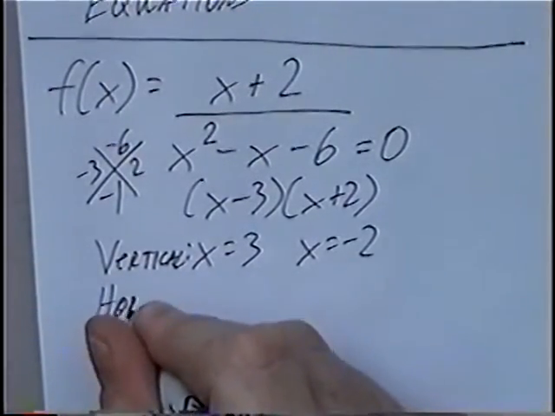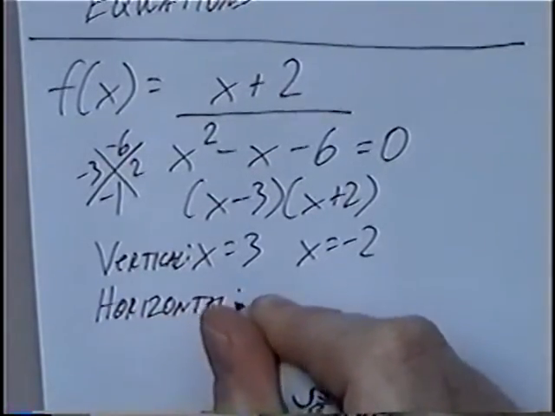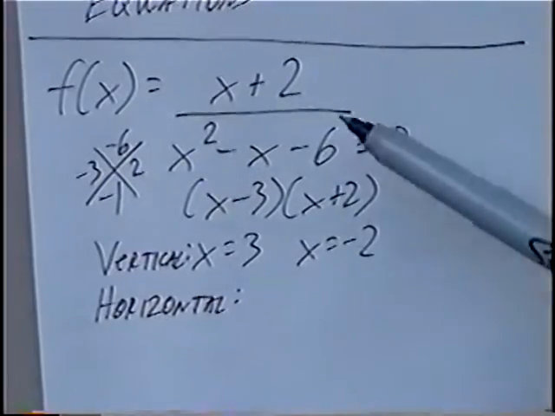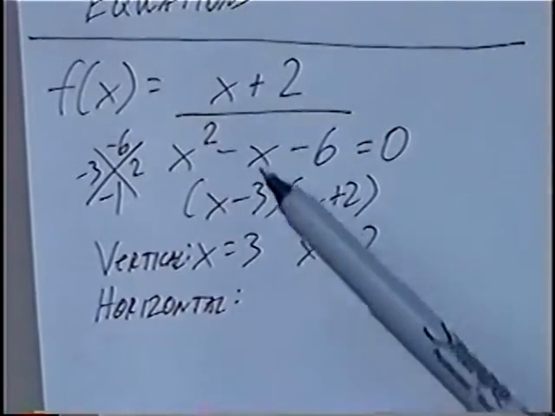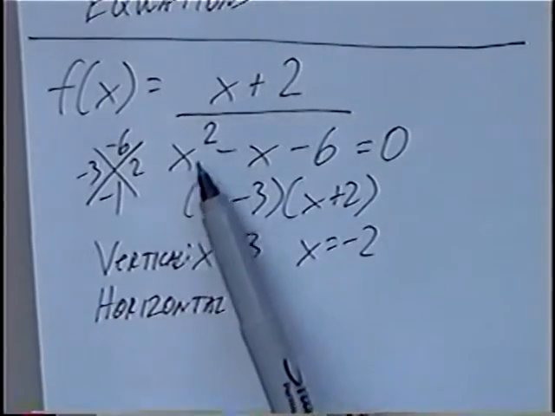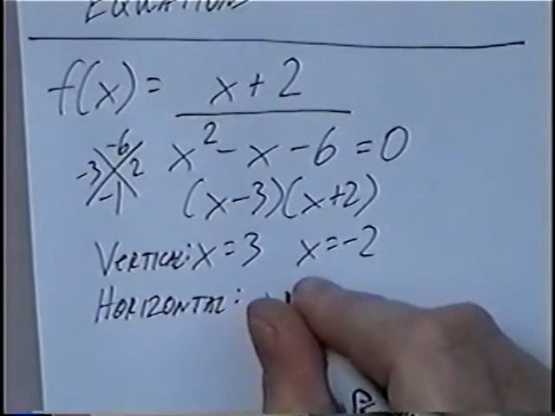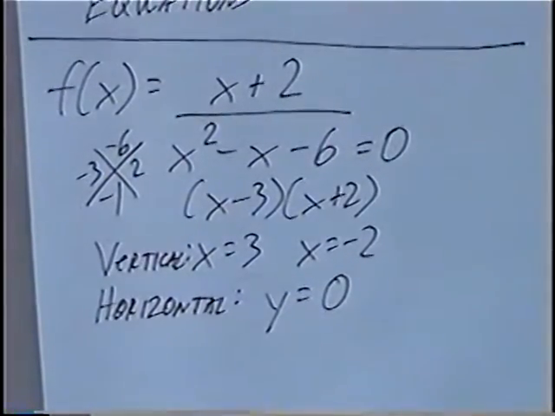For the horizontal asymptote, we can look at the degree, or highest exponent, in the original equation. The numerator, we have x to the first, or a degree of 1. The denominator, we have x squared, or a degree of 2. So the numerator has a lower degree than the denominator. Anytime the numerator is a lower degree, the horizontal asymptote will be y equals 0.